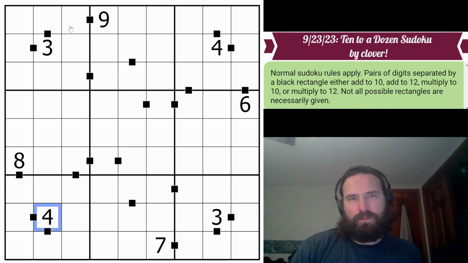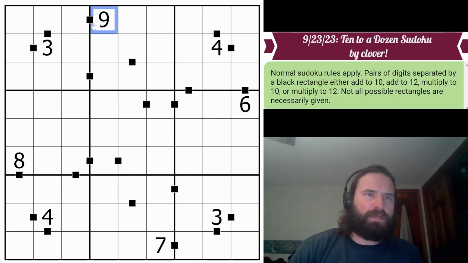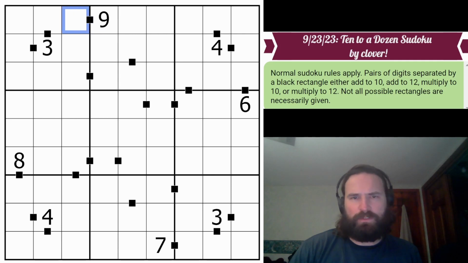So that's limiting. This number, 9, doesn't multiply to any of those numbers, so it's going to have to add to 10 or 12. So this is either a 1 or a 3. There's a 3 here. This is a 1. Okay, so I just figured that out right off the bat. But yeah, these rectangles are telling us add or multiply to either 10 or 12. So this is a 1.